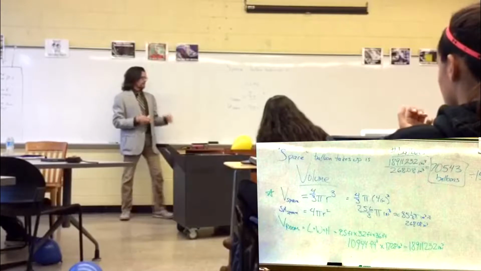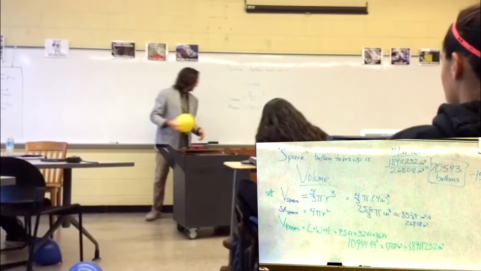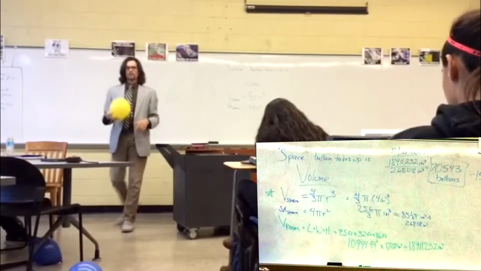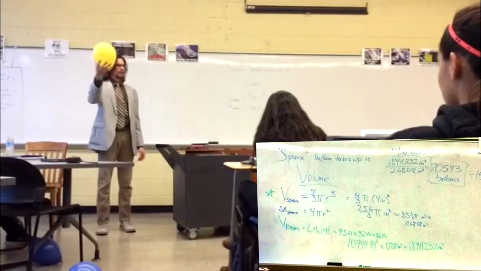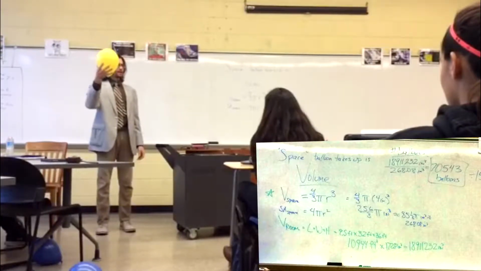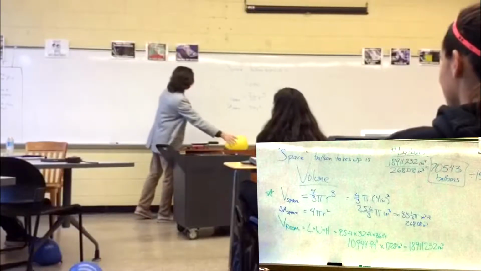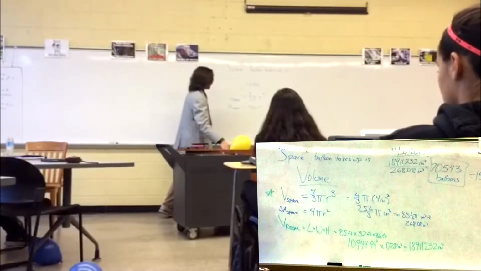But this is what we need. We need the volume of the sphere. And what else are we going to need? We need the volume of the room. So how am I going to find the volume of the room? Base times length times width. That's not so bad, right?